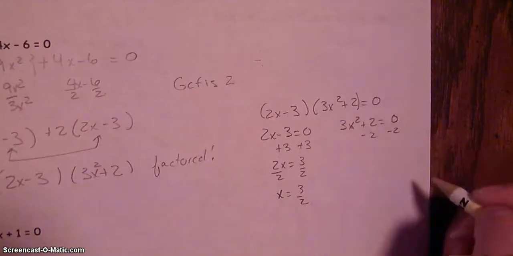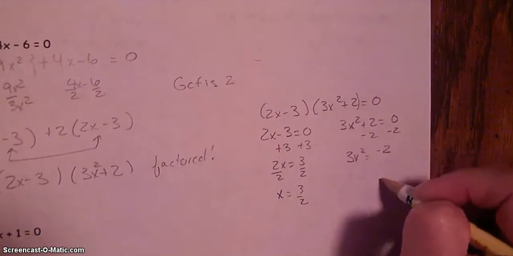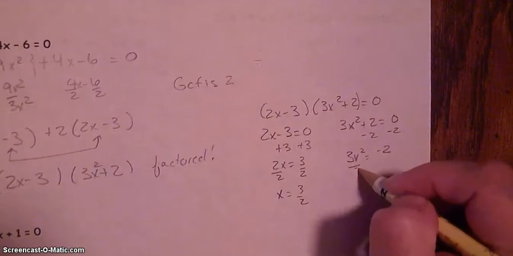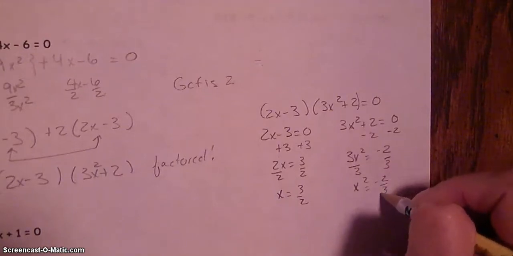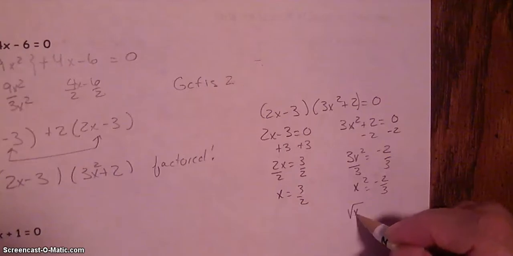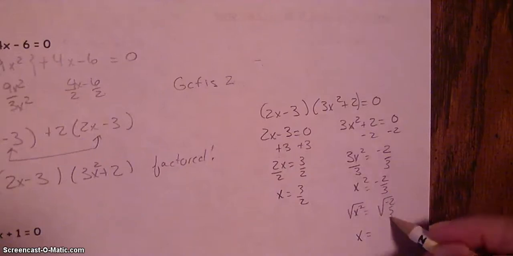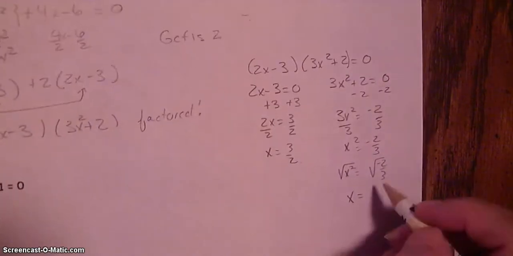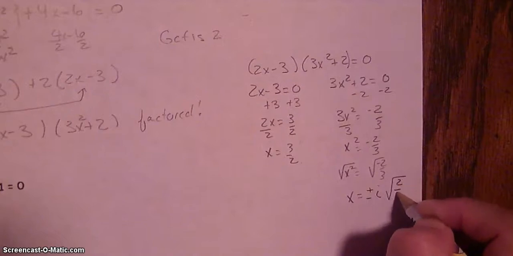Subtract 2 from both sides. I wind up with 3x squared equals negative 2. Then I would divide both sides by 3, and I get x squared equals negative 2/3. Take the square root of both sides to get rid of the x squared. And I wind up with x equals, can't have this negative in the radical, so we know to bring that out, plus or minus i, and then the square root of 2 over 3.